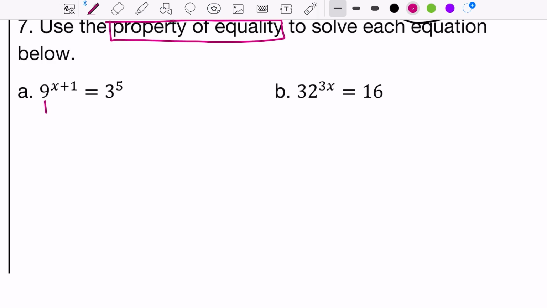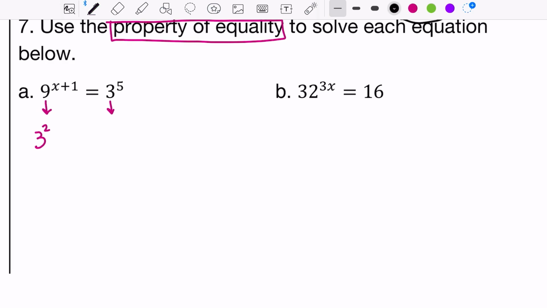So what we're going to do is see that we have this left side has a base of 9 and the right side has a base of 3. We need them to have the same base. So I'm going to change 9 to 3 squared. And then I have x plus 1 left over. Make sure you put that in parentheses because that means you have 2 terms, which means that distributive property is going to apply. Because we have 2x plus 1 equals 3 to the 5th.